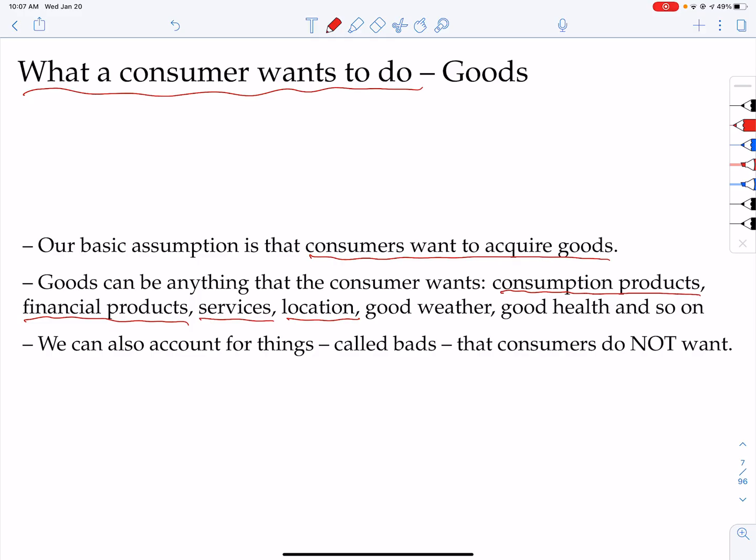Location. Location can also be a choice. For example, whether you're gonna live in Seoul or Busan or somewhere else is the result of an individual choice, so it can be understood as a consumption good as well, something the consumer wants. And good weather. In terms of choosing a location where to work or where to live, weather can be a factor, right?